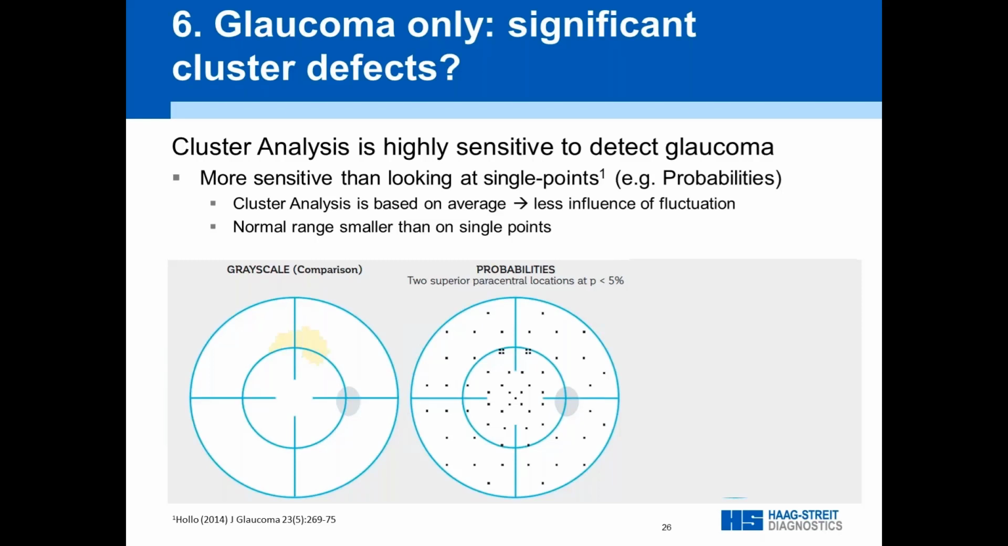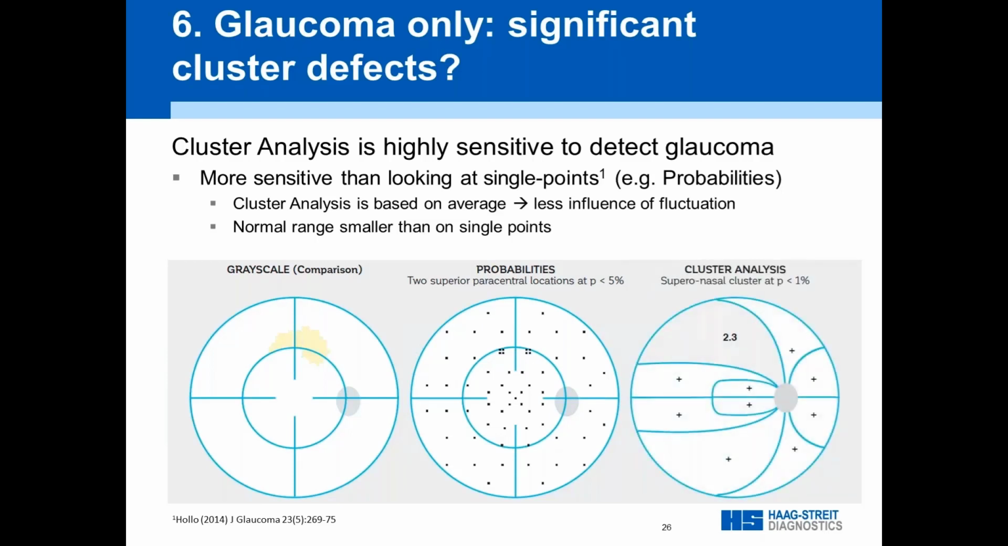When we look at the probabilities representation, right? This case here, we get two subtle points just up here. It's not free, they're very subtle, potentially abnormal, could just be random. How do we interpret that, right? Because the whole rest looks clear. But then we take the cluster analysis and it becomes crystal clear. This area here is abnormal.